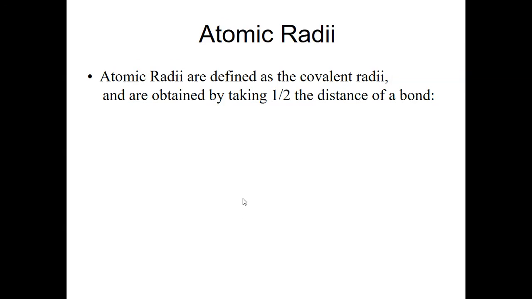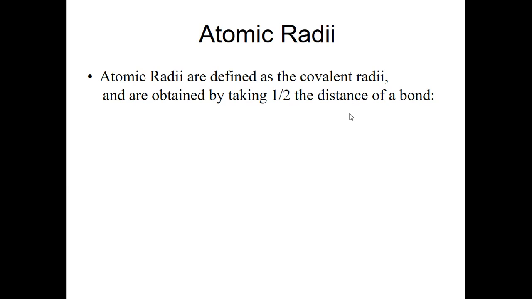So today what I would like to do is go over the atomic radius and the trend that we see on the periodic table. Before we go over that, I would like to go over what atomic radius is. This is going to be defined as 1/2 the distance of a bond.